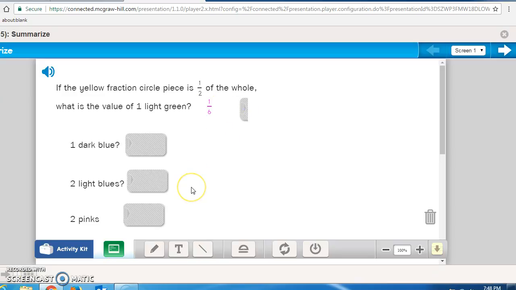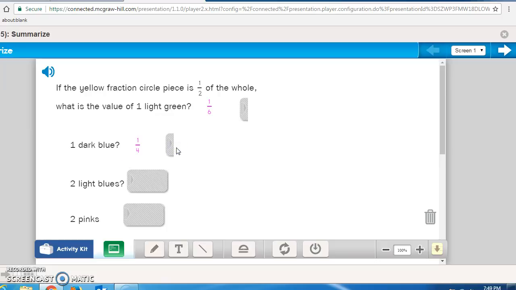Now, if you don't know how I got that, please make sure you have those fraction pieces out in front of you, the yellow and the light green, and raise your hand and I will walk over and help you. The next one asks, well then what fraction is one dark blue one? Again, you should be using the pieces and visually and physically putting them on there so you see that, and you should notice that it is a fourth.